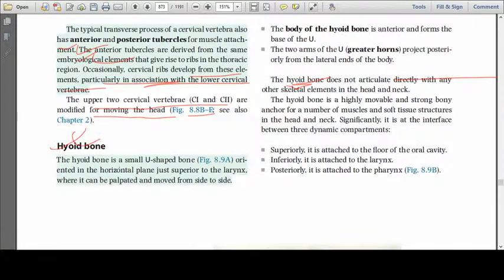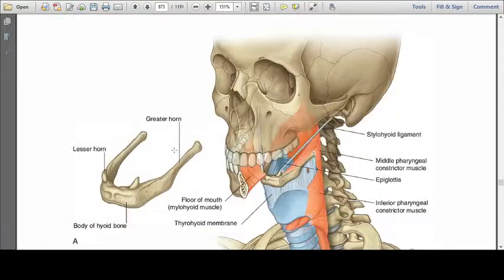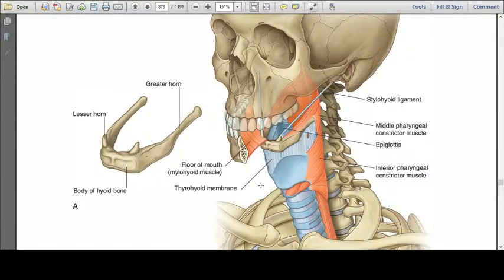Let's study the hyoid bone. The hyoid bone is a small U-shaped bone. Obviously, it is U-shaped. Let's see the position of the hyoid bone. It is present right here. Let's see the figure of the hyoid bone. This is greater horn right here, and this looks like a vampire's teeth, but this is a lesser horn. It consists of two horns, a lesser horn and a greater horn. The middle part is basically the hyoid bone.